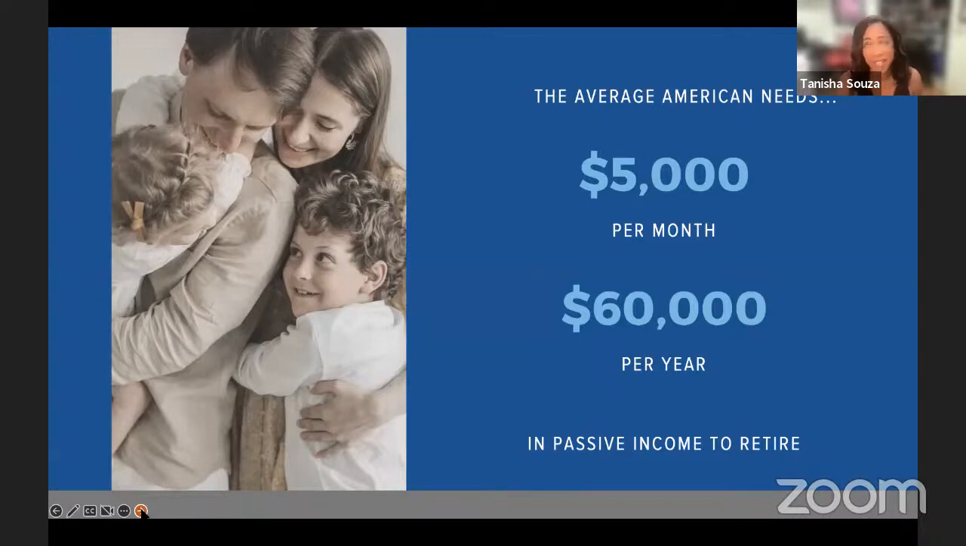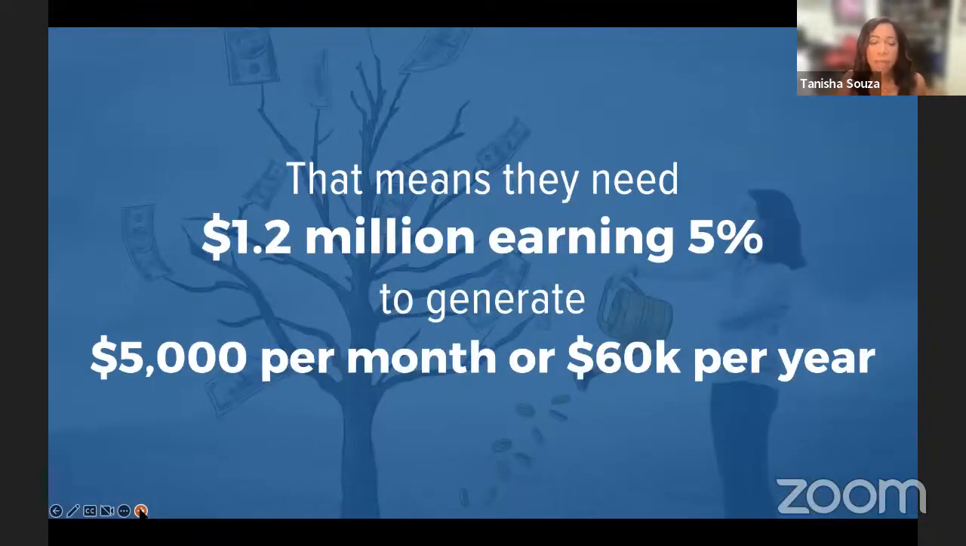The average American living in California or Hawaii needs a lot more than $5,000 per month or $60,000 per year in passive income to retire. But that's what the average family across the United States, when you average everything out, would need. That means they need $1.2 million in some investment earning 5% in order to live on $5,000 per month or $60,000 per year.